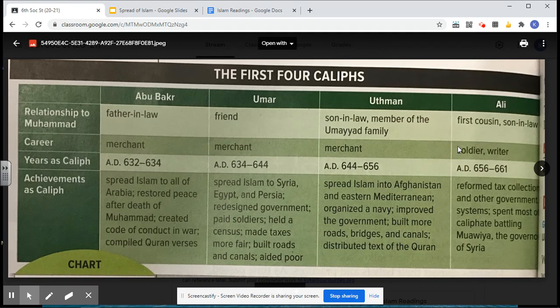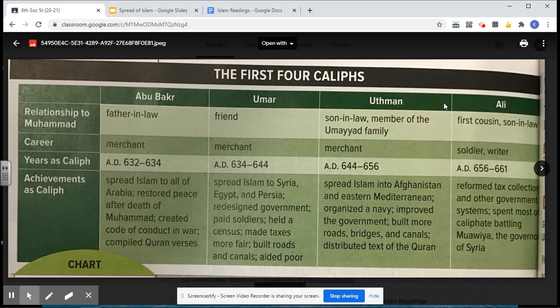So to walk through this really quick, if you all have it in notebooks or on the Google Doc, wherever you have it, you clearly know that these are the first four people who are in succession of Muhammad. So you have this guy Abu Bakr, the second guy Umar, then Uthman and Ali.